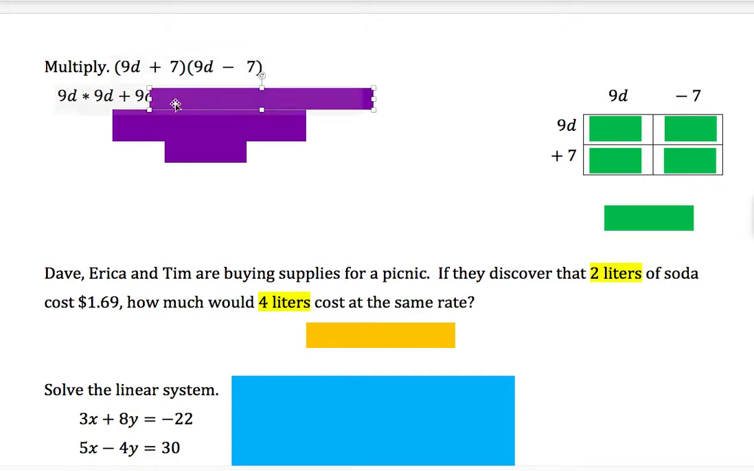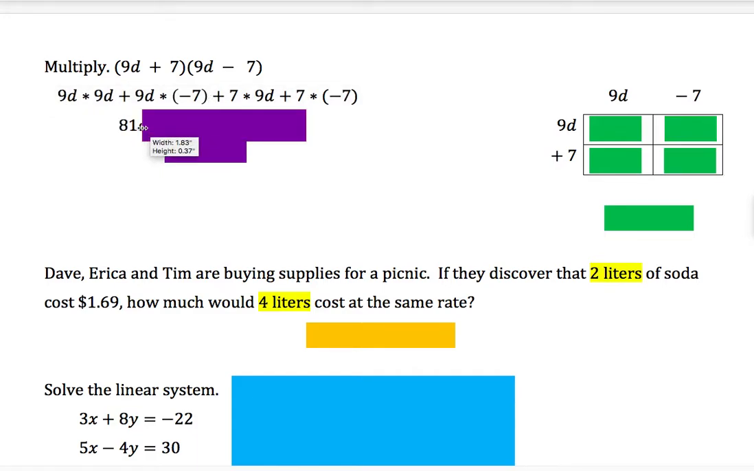So the 9d times -7. And then we're going to multiply the two inside terms, 7 times 9d. And notice that I'm adding each pair of terms that I'm multiplying together. And then I'm going to multiply the two last terms, so 7 times -7 is going to be at the very end. And with this, you would multiply 9 times 9, that gives you 81, and d times d is d squared.